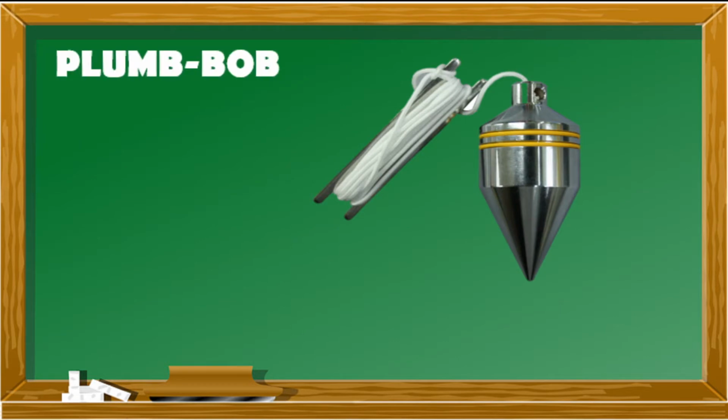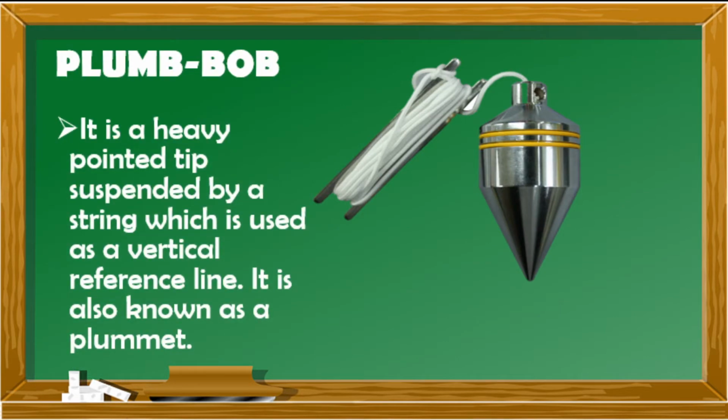Next is yung plumb bob. It is a heavy pointed tip suspended by a string which is used as a vertical reference line. It is also known as plummet. So, main application ng plumb bob is for measuring or checking the vertical alignment of an object. So, either wood or concrete or bakal siya nakatayo vertically.